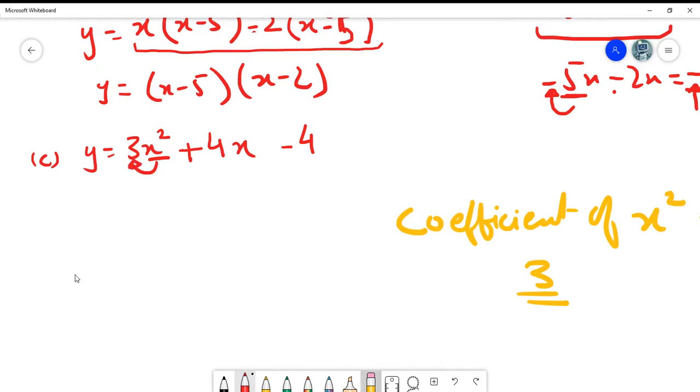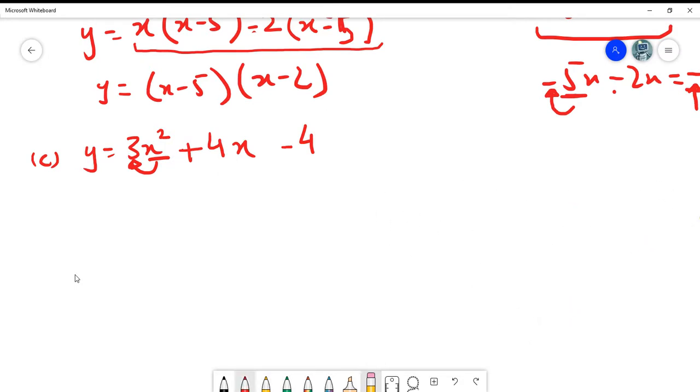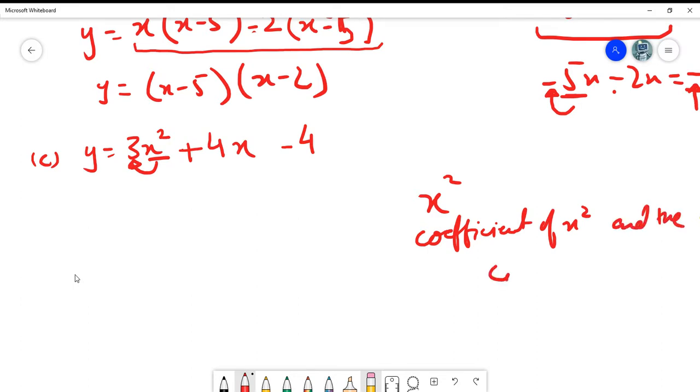Now, when this happens, the first step that you have to carry out is to multiply the coefficient of x squared and the constant term.